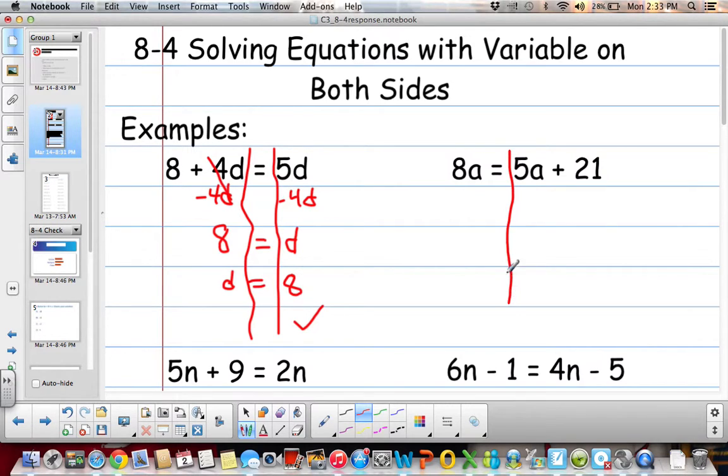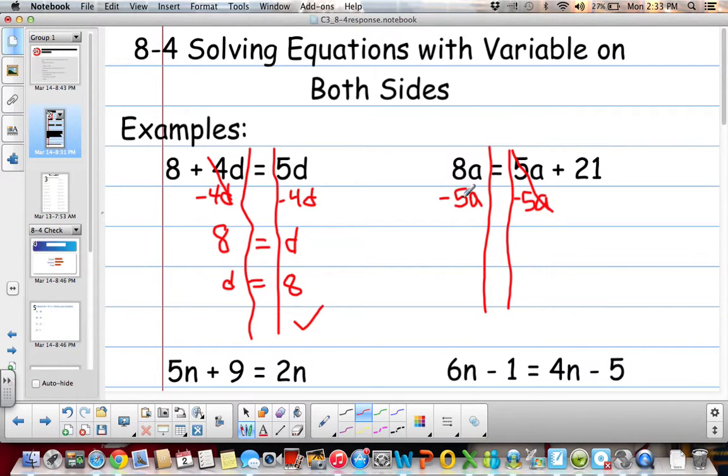Okay, if we have 8a equals 5a plus 21, I can see that I have variables again on both sides. My number, my constant, is on this side, so I'm going to first try to get my variables onto the left side. So I'm going to subtract 5a, and 5a stays together. And the reason why I'm taking away 5a again is because it's going to get rid of all that.